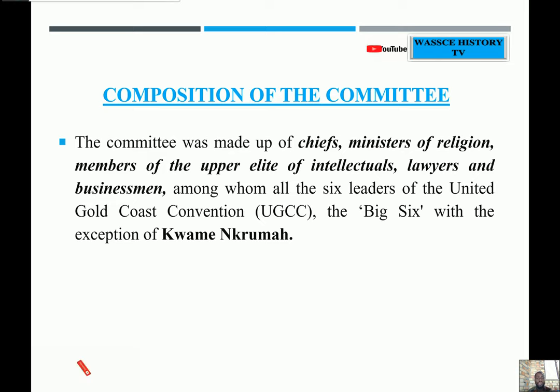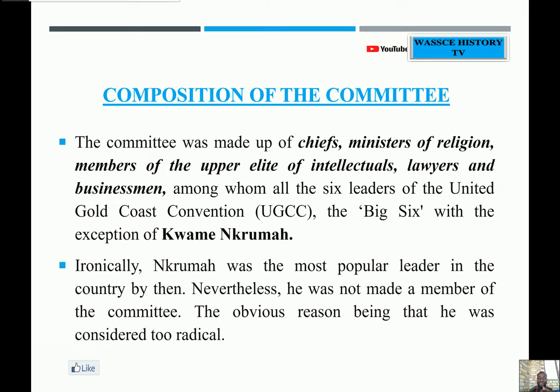who are the pastors, businessmen, members of the upper elite, intellectuals and lawyers, among whom were all six leaders of the then UGCC, the United Gold Coast Convention. All six leaders were included in the 39-member committee, with the exception of Kwame Nkrumah, who at this time was considered a radical leader. So in the 1951 Constitution, Nkrumah was not added to the committee set up to draft a new constitution.